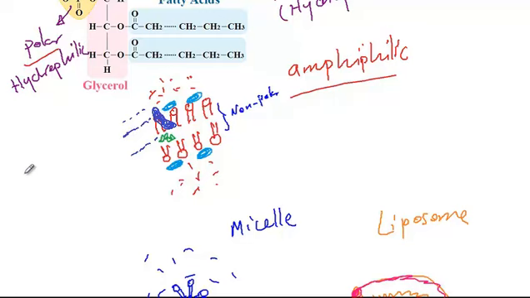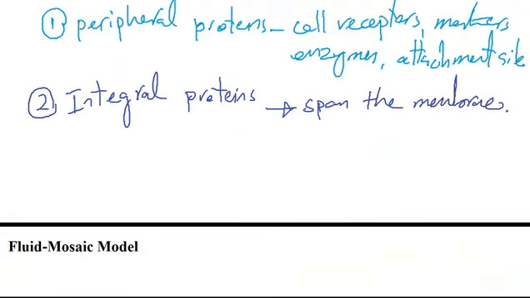Therefore, these proteins are also having amphiphilic properties because they have a part that is polar and then the other part that is non-polar. Okay, so these integral proteins are amphiphilic because a portion of these proteins are lying either outside or inside the cell and is hydrophilic, and then the other portion is within the cell membrane, which is hydrophobic.